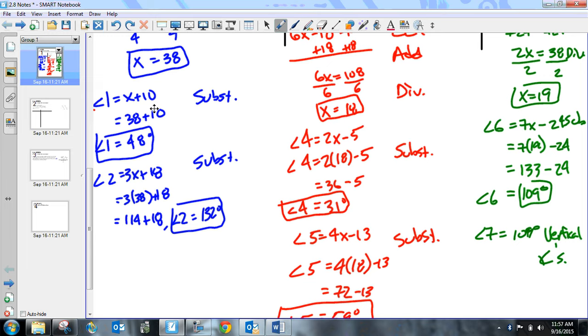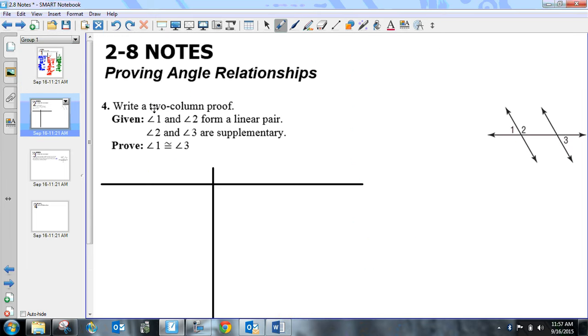Okay, so let's take a look at the next one, and this is number 4. This is proving angle relationships. We want to write a 2-column proof, and let's write out our statements.